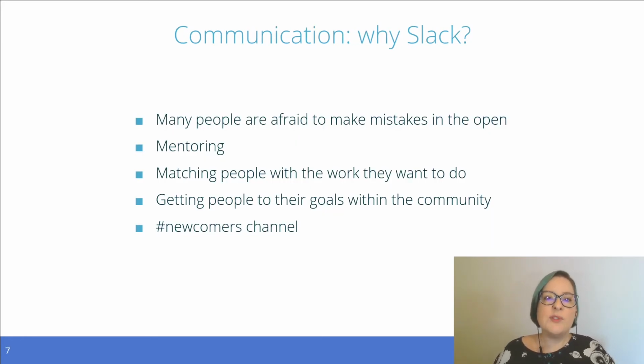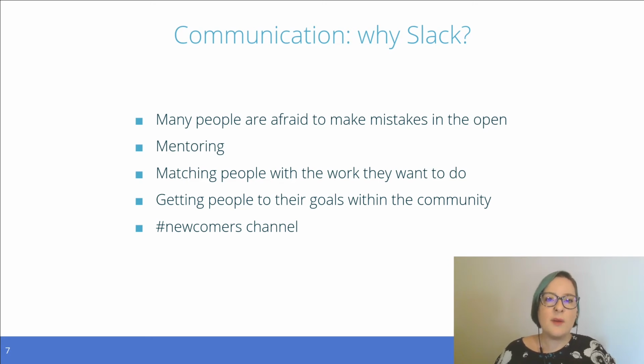We chose to supplement the GitHub flow of communication with Slack. So why are we choosing Slack, which is in a way a closed form of communication? Many people are afraid to make mistakes in the open, and this is something that I've been hearing from our contributors directly. They say that it is very intimidating to comment on an issue or create a PR to NumPy because they are afraid they're getting it wrong.